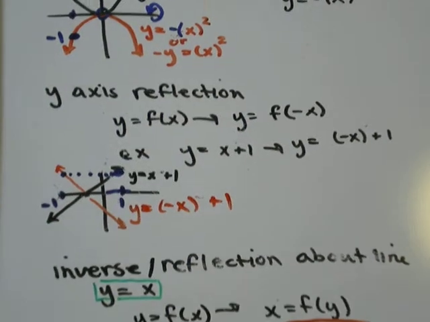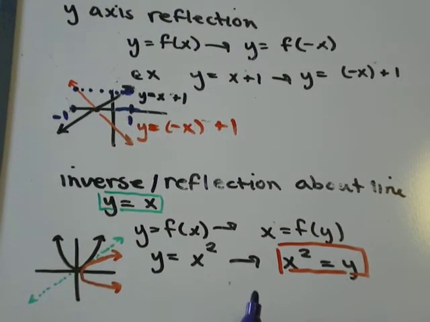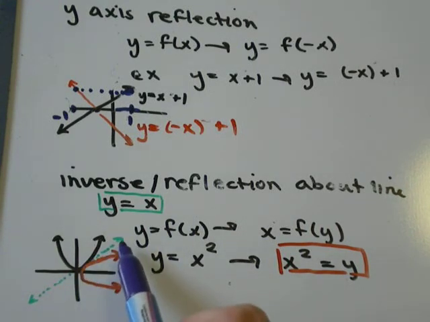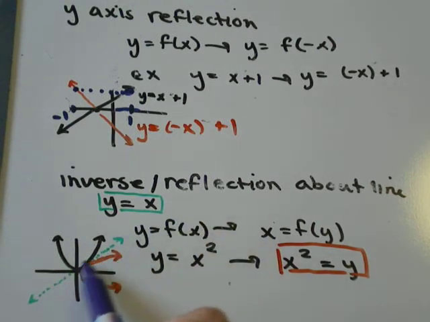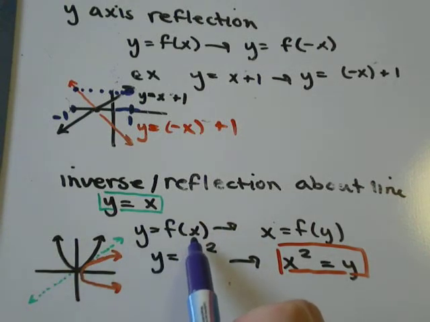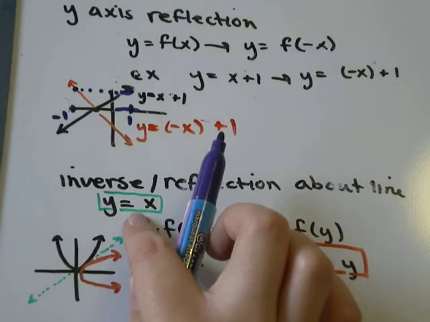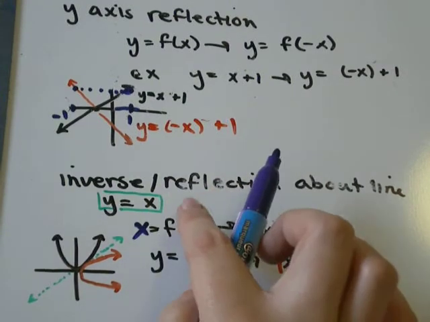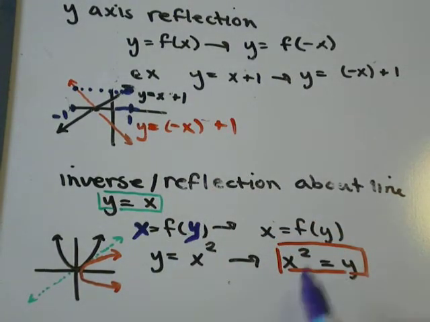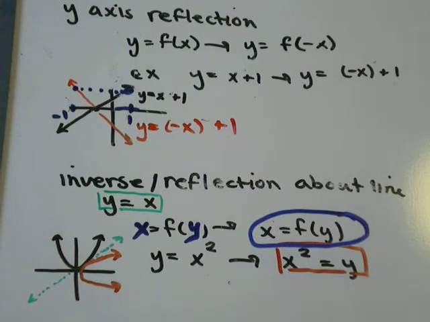The next one is the inverse reflection about the line y equals x. I've drawn the line y equals x in green. It's just a line that cuts right through the middle on a diagonal. Then what happens in inverse reflection is x becomes y and y becomes x. So if I replace this y with x and that x with y, I get the same thing I had over here, which is the form that we tend to think of for inverse reflections.